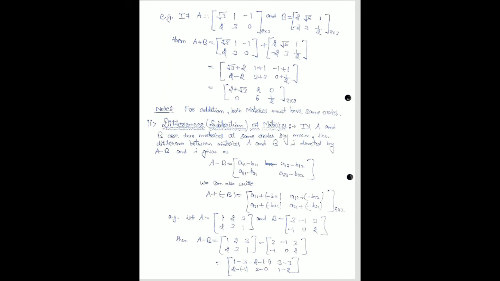To understand this, let us take two matrices A and B. Then A plus B is given by adding the corresponding elements. It should be noted that addition can be done only when both matrices A and B have the same order, and the resulting matrix obtained by adding these two matrices also has the same order.